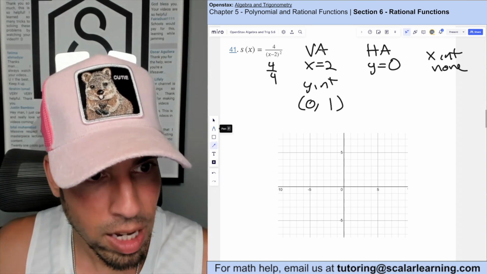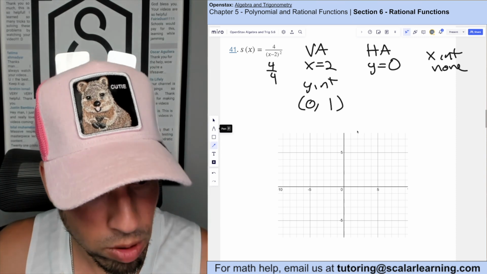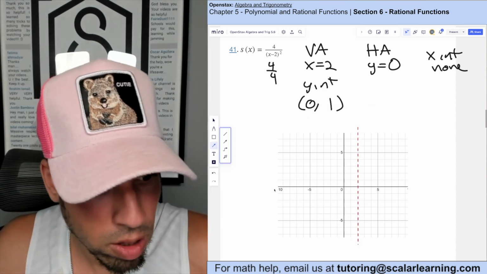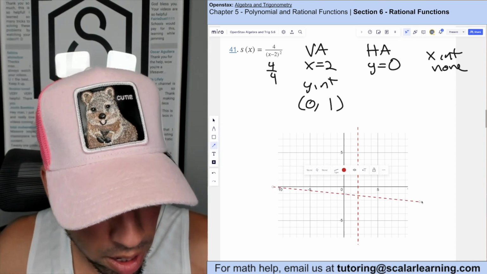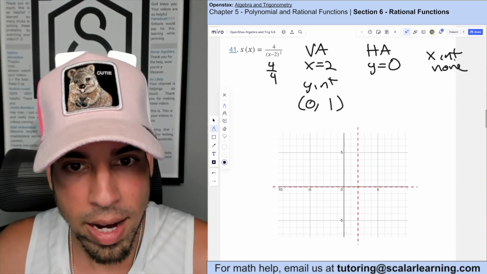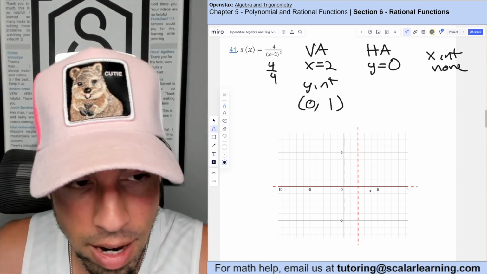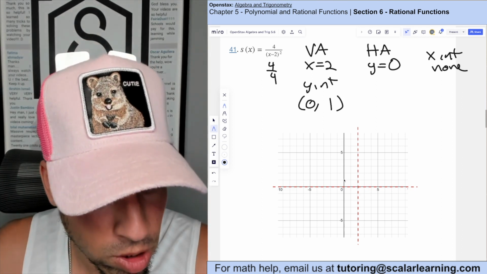Now we're going to start with the asymptotes. So first I have a vertical asymptote at x equals 2, which is this nice vertical line here. Then I have a horizontal asymptote at y equals 0, aka the x-axis. No x-intercepts, which makes sense because if I have an asymptote there, I'm not touching the x-axis. And then I've got a y-intercept at 0, 1.